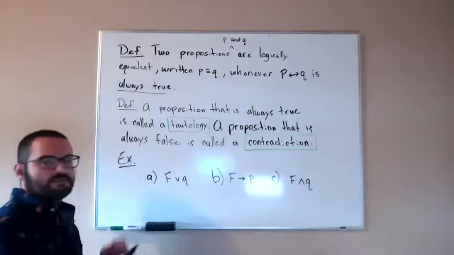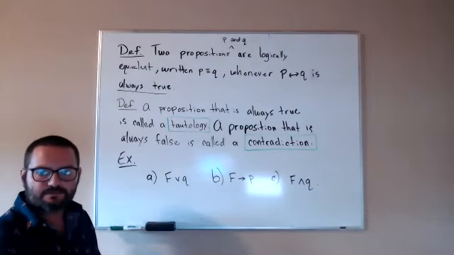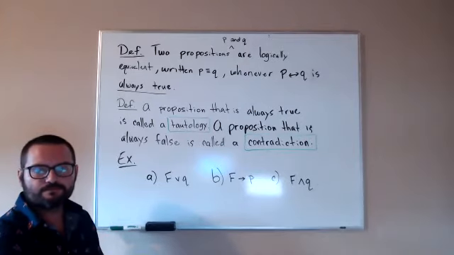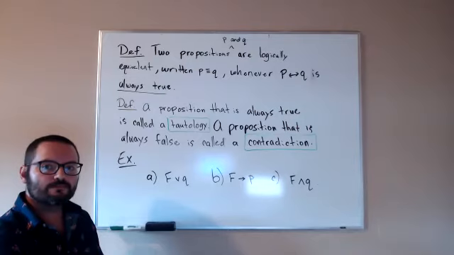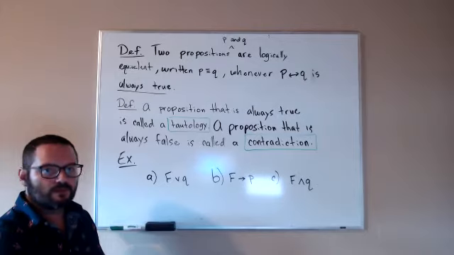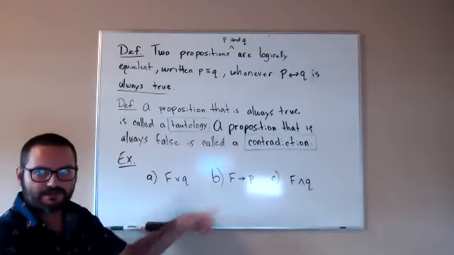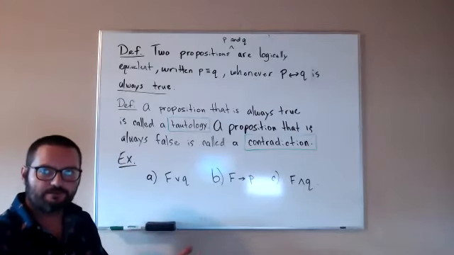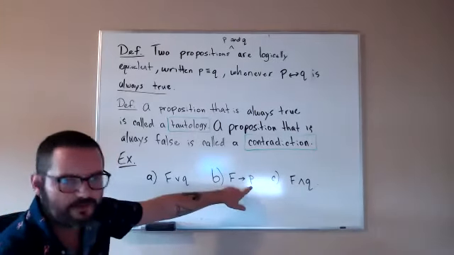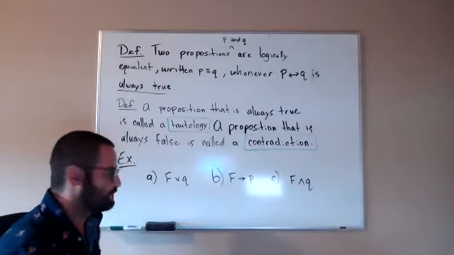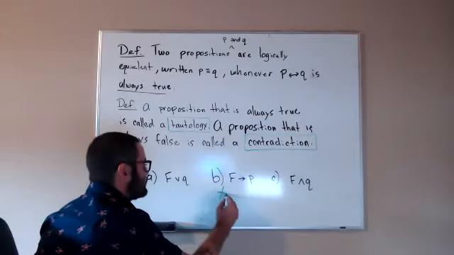Okay, so A, B, and C. Which one of these would be a tautology? Any guesses? B. B, right? Whenever you have a false hypothesis, it's always going to evaluate to be true. It doesn't matter what the truth value P happens to be. This is always going to be true, okay? So this is a tautology right here.